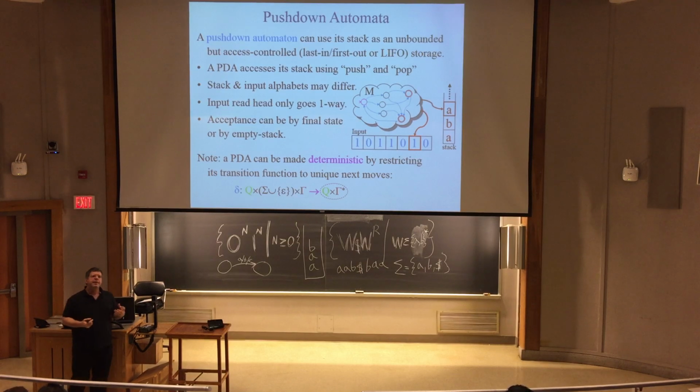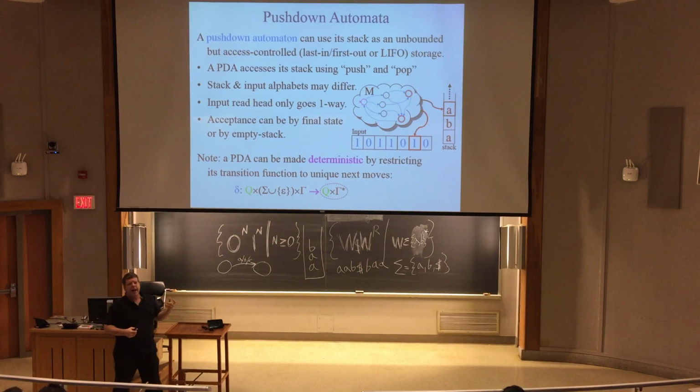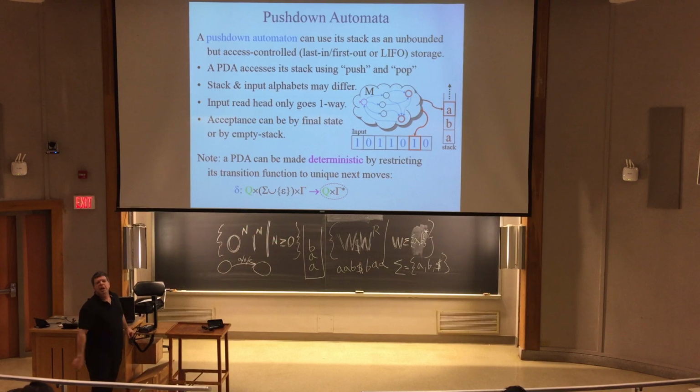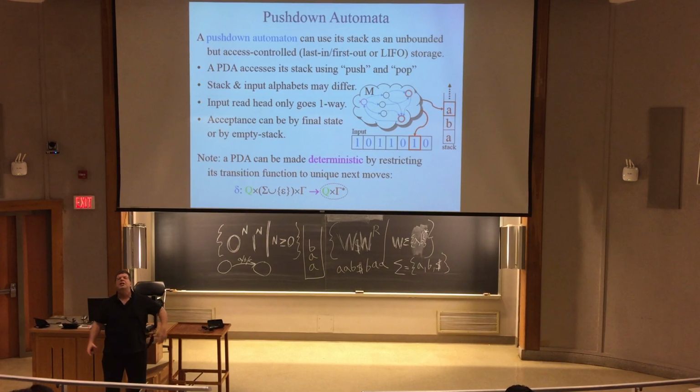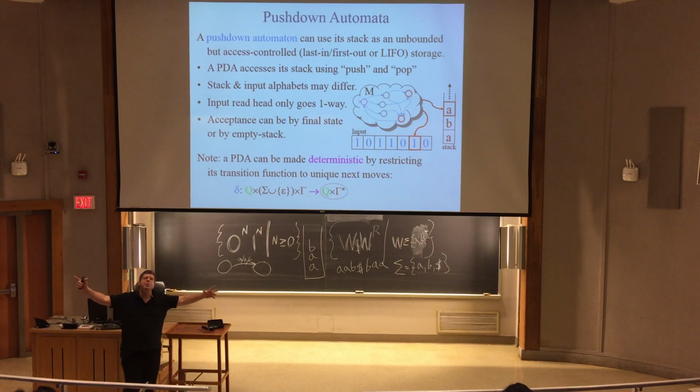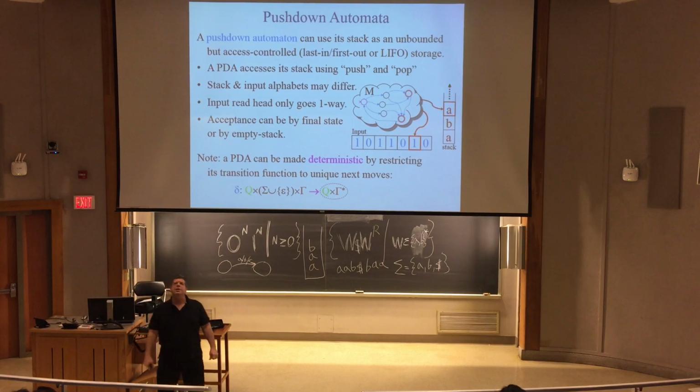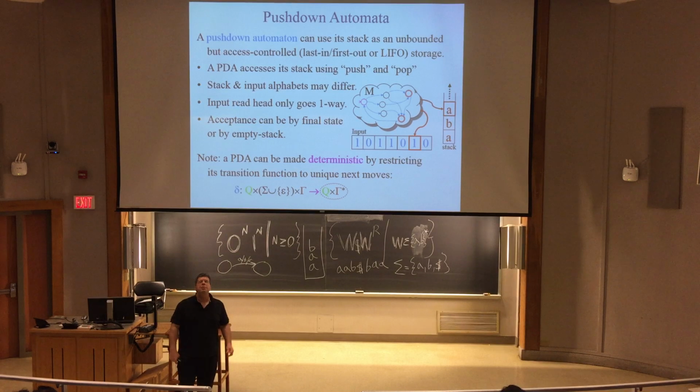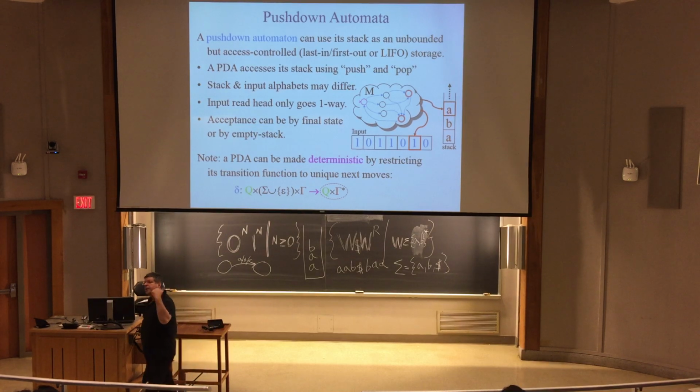Anyway, let's not harp too much on these minutiae. The point is, PDAs have a stack. With a stack, they can do more than finite automata, like recognize languages like these, 0^n 1^n, and ww^R. That's stuff that finite automata cannot do, which means the set of context-free languages is bigger, has more languages in it than the set of regular languages. The set of regular languages is a subset of the set of context-free languages.